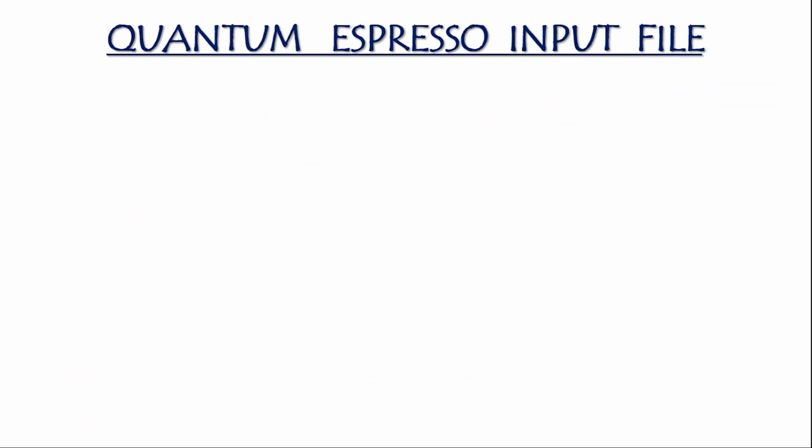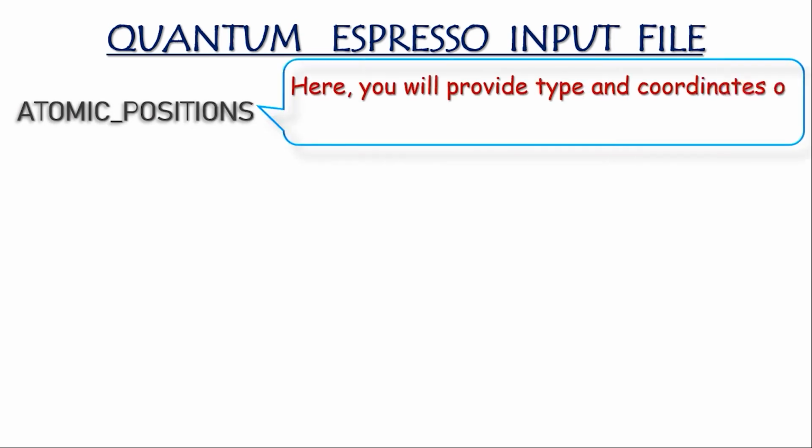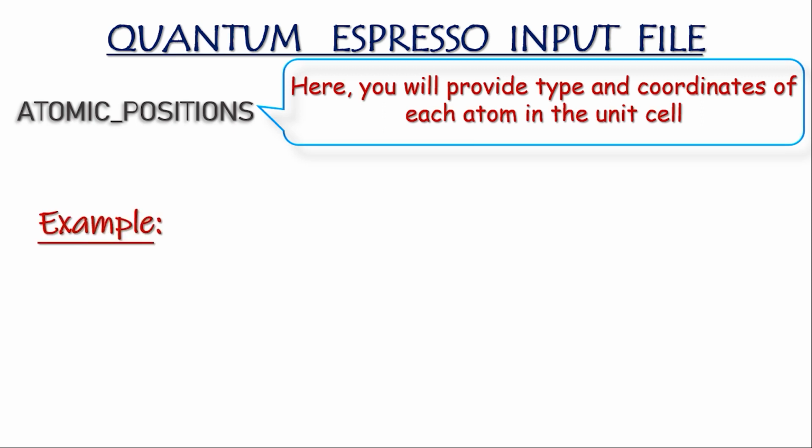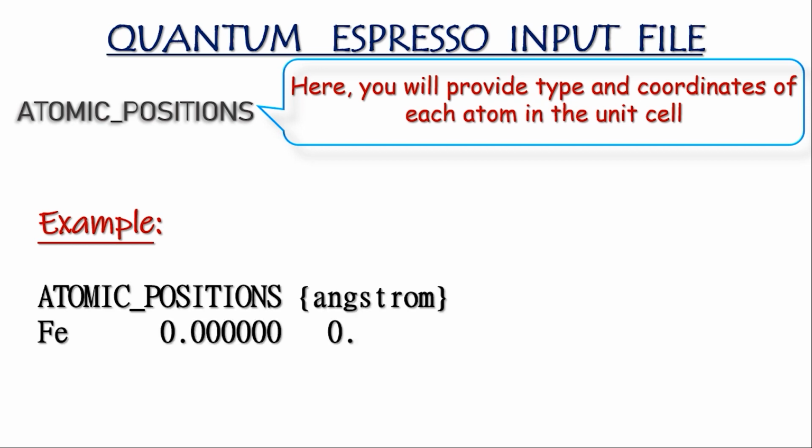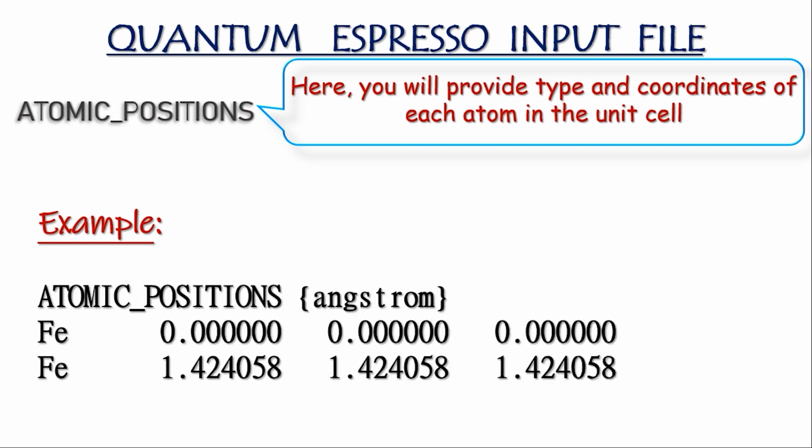Okay. After atomic species comes atomic positions. From the name itself, it is clear to you that here you have to provide the type and coordinates of each atom in the supercell. For example, we are going to write it as ATOMIC_POSITIONS in second bracket angstrom, that is, the atomic positions will be defined in angstrom unit. There are several other options also, which we are going to see in the examples.